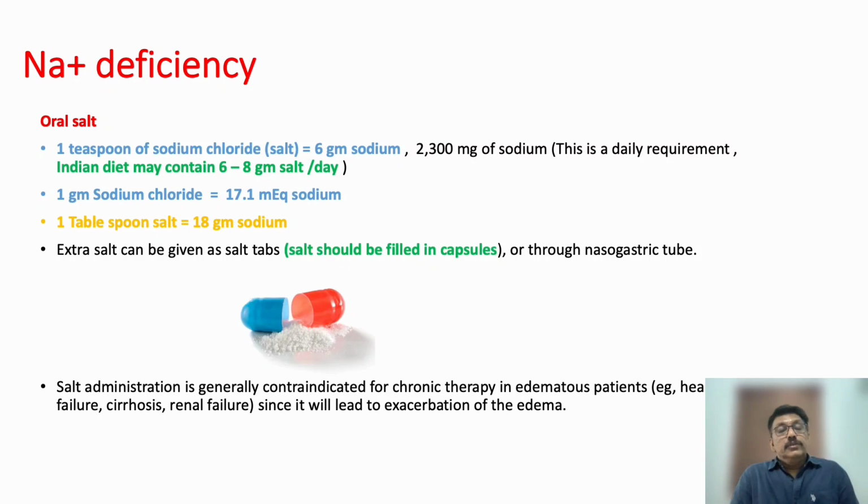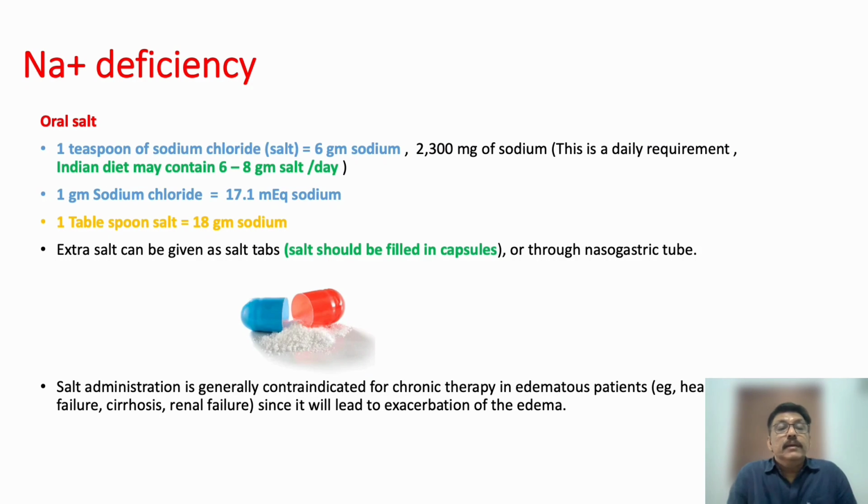Now once you diagnose sodium deficiency, we have to correct it either by oral correction or IV correction, whatever it is. So in a normal patient who is having a mild sodium deficiency without any major clinical finding, you can give oral salt. 1 teaspoon sodium chloride contains 6 grams of sodium. That is very important. Normally we take 6 to 8 grams in our daily diet. So 1 gram sodium chloride contains 17.1 milliequivalent sodium. 1 tablespoon of salt contains 18 gram of sodium. All these values are very important when we practice in OPD.